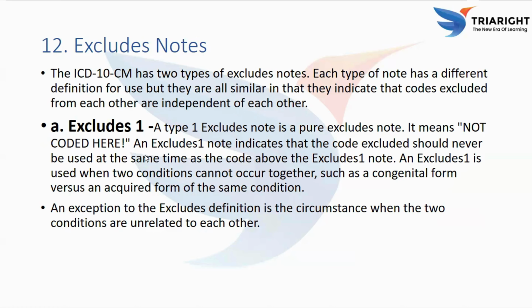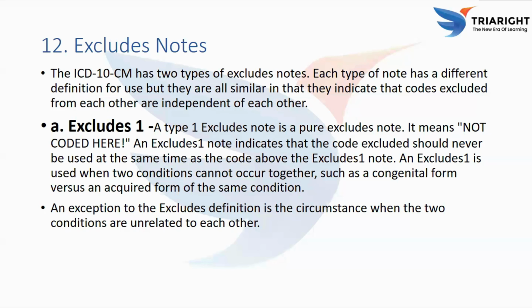Excludes1 is a pure exclude note. It means not coded here. You cannot use the excluded code and the listed code at the same time, because they represent different or mutually exclusive conditions. For example, if one code is for a congenital condition, congenital means present from birth, right? And the other is for an acquired condition, which develops later after birth. You can't code both together, right? You can't code the congenital condition and the acquired condition together. So this comes under the Excludes1 convention.